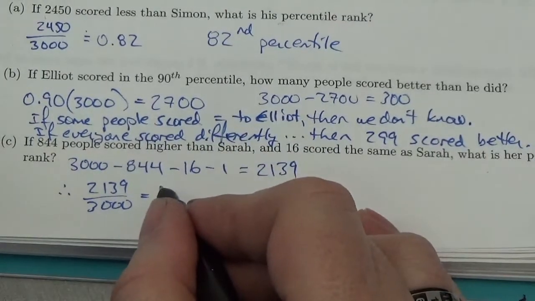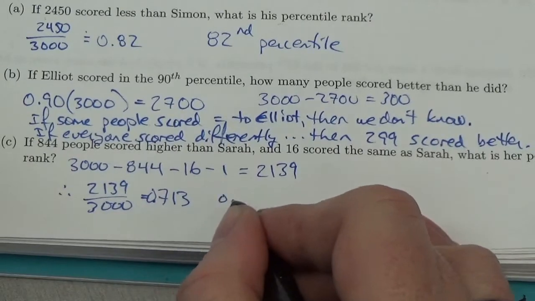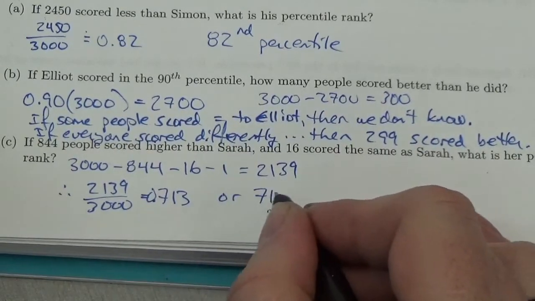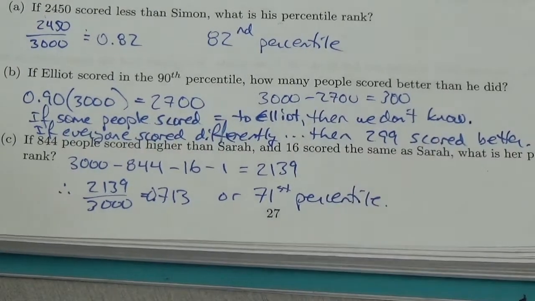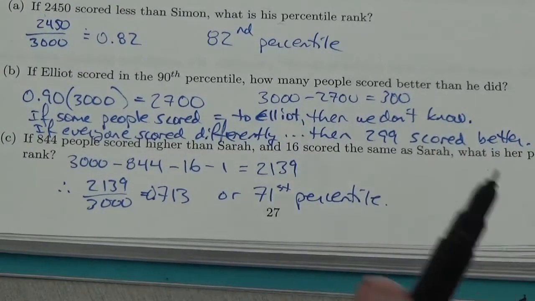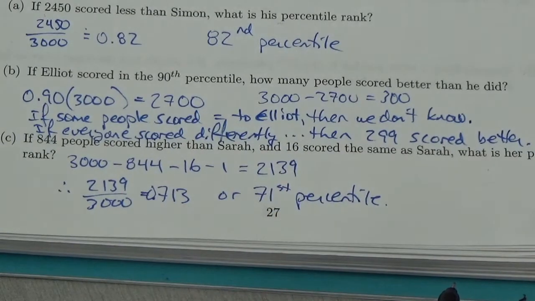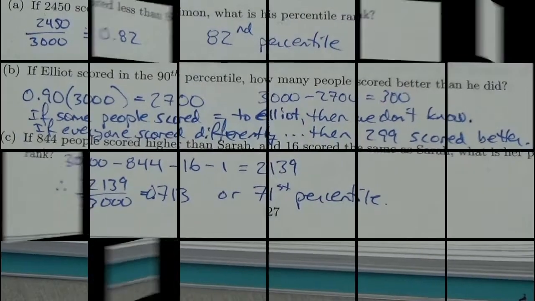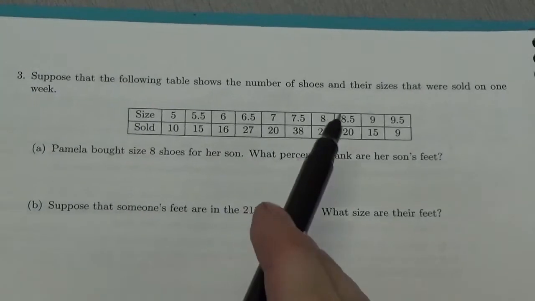and we get 0.713, or let's just round that, it's the 71st percentile. Okay, Sarah's in the 71st percentile. She scored better than 71% of the population. Now, by the way, those 16 other people that scored the same mark as her, they also are in the 71st percentile.